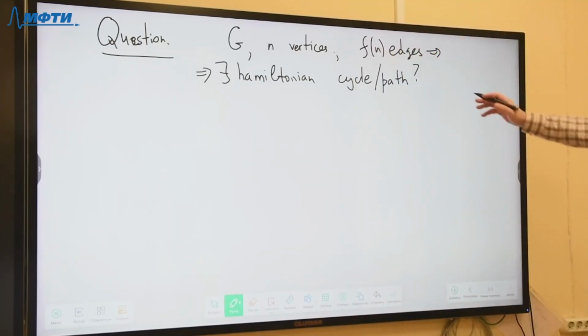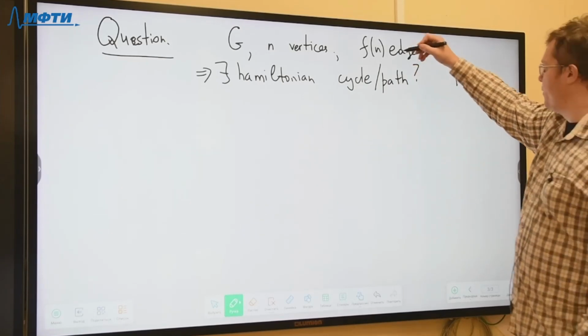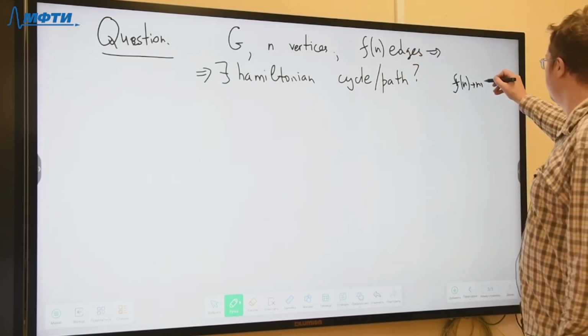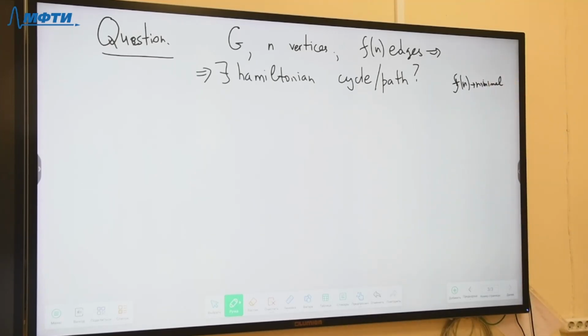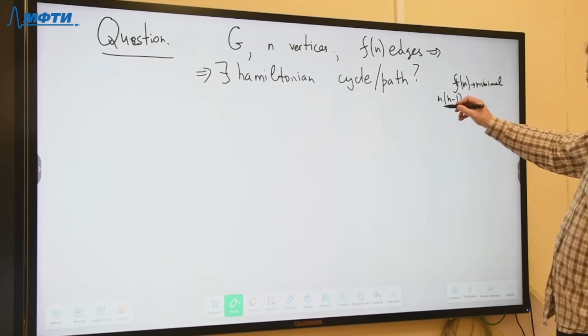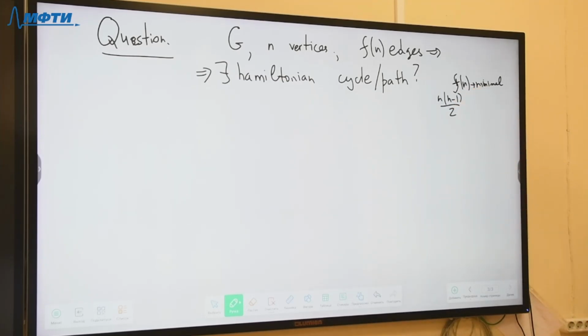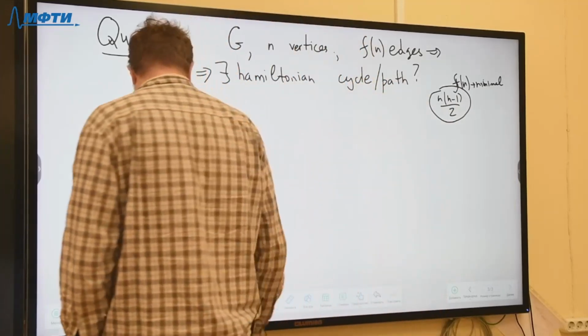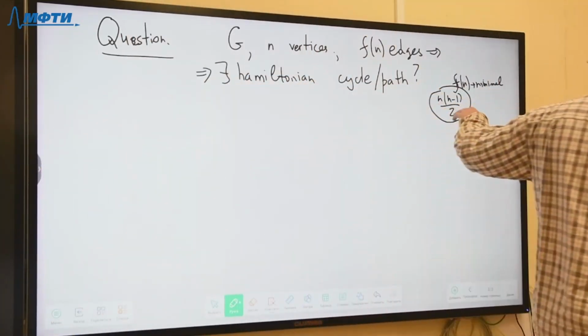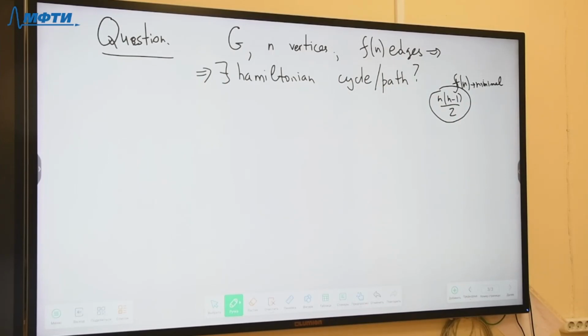So we need this number to be as low as possible. Of course, if we have n times n minus 1 over 2 edges, then we can guarantee that we have a Hamiltonian cycle. But how can we get a lower function, the minimal guaranteed number of edges so that we have a Hamiltonian cycle or path?